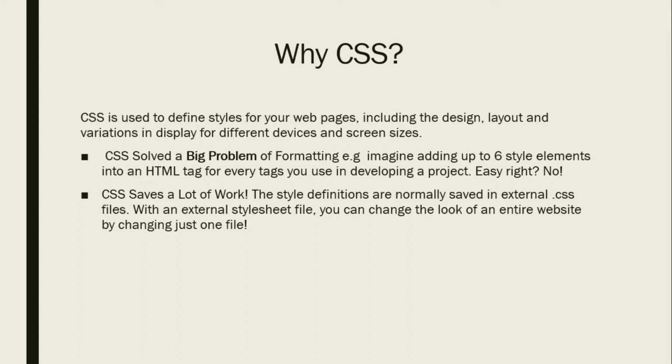CSS solved a big problem of formatting. For example, imagine adding up to six style attributes into an HTML tag for every tag used in developing a web project. That's very hard to do, and it doesn't make your code look nice. CSS saves a lot of work. The style definitions are normally saved in external CSS files. With an external style sheet file, you can change the look of an entire website by just changing one file.